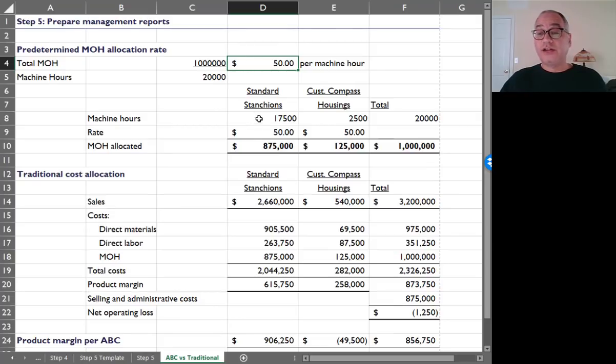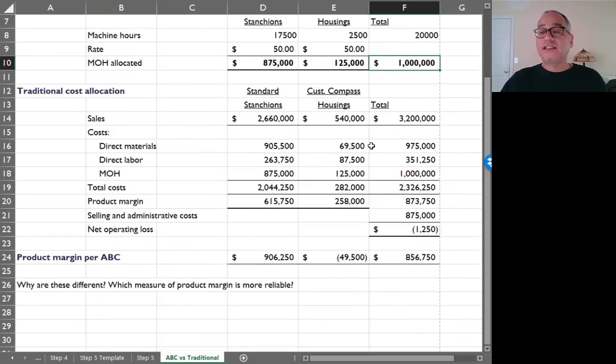Okay, so Standard Stanchion has 17,500 machine hours. $50 each is $875,000 worth of overhead. Custom Compass has 2,500 machine hours at $50 each. That's $125,000 manufacturing overhead total. That adds up to $1 million. Good, because that's what we're trying to allocate. All right, so now let's break up the income statement.